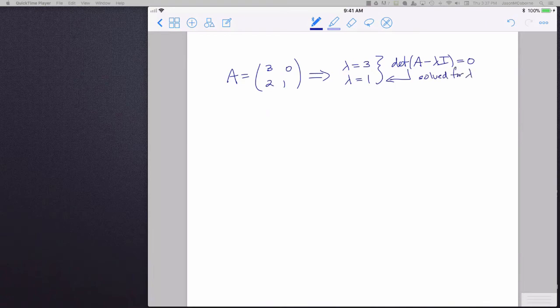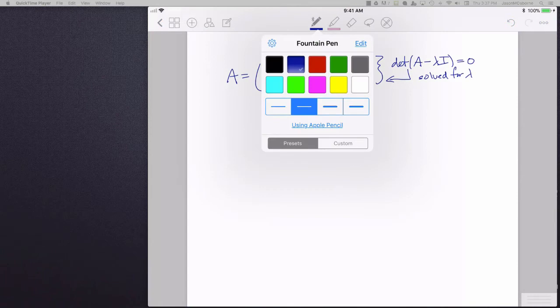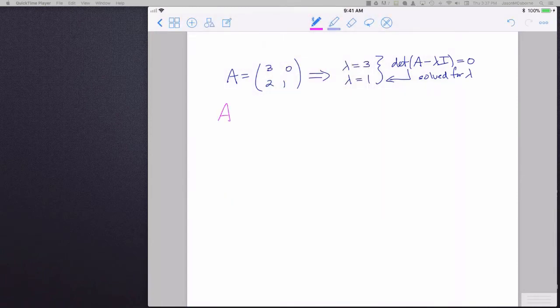The thing now is to return back to AV equals lambda V. Remember, now you know all the possible values of lambda. The only values of lambda which have non-zero solutions to AV equals lambda V are these two values. That's it.